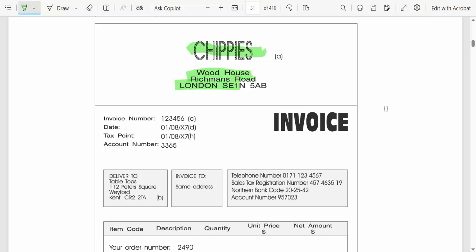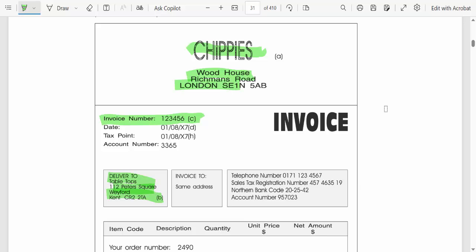2. Buyer's information. The invoice also lists the buyer's name and address. In our example, Tabletops is the buyer, with their address provided to ensure clarity. 3. Invoice number. This is a unique identifier for each invoice. Every invoice has a different number to help the business keep track of all the invoices it sends out. For example, the invoice number is 13456, which makes it easy for both the buyer and seller to reference this specific transaction.